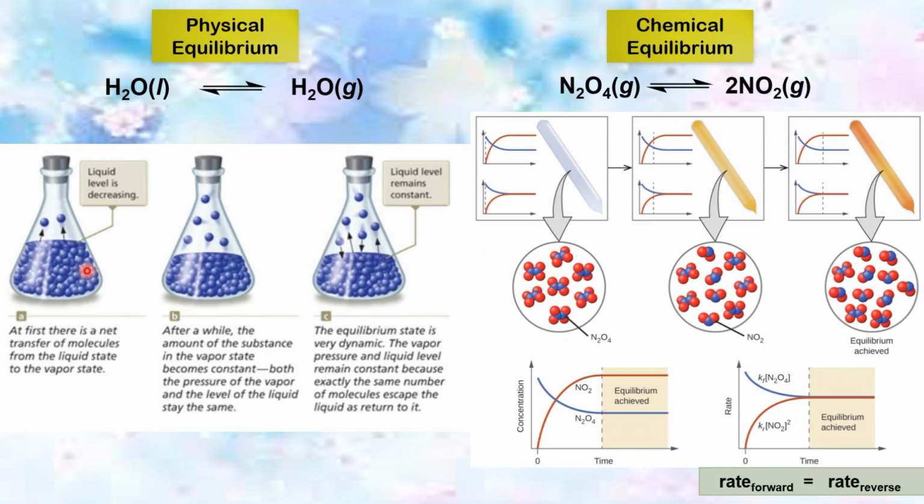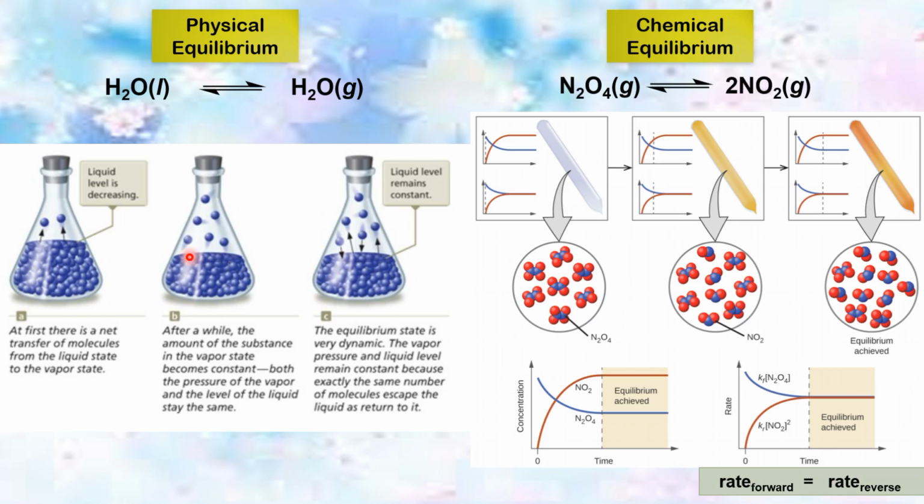Right, at the beginning, we have H2O liquid, water, which undergoes vaporization. So it should be in a closed container like this. Alright, we can see that the level of the liquid is decreasing, which means some of the liquid water has vaporized into water vapor. After a while, the amount of substance in the vapor state becomes constant. How can we know that it becomes constant? We can refer to the level of the liquid, which remains constant.